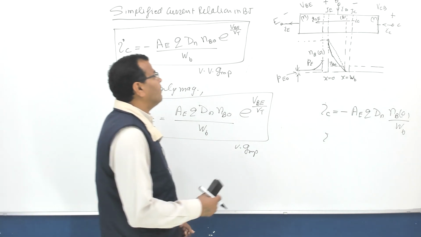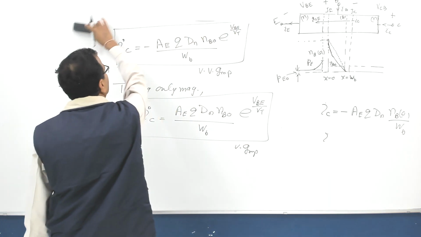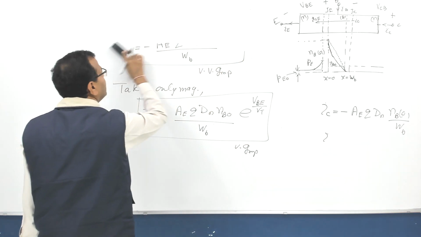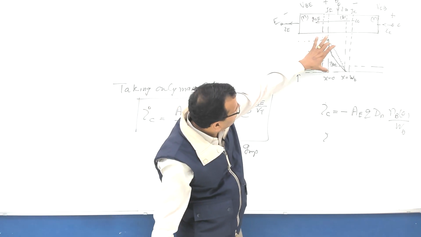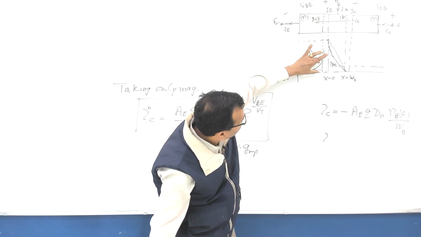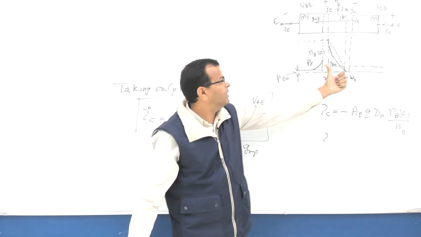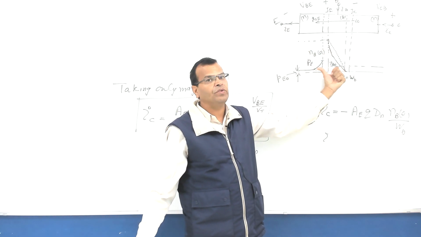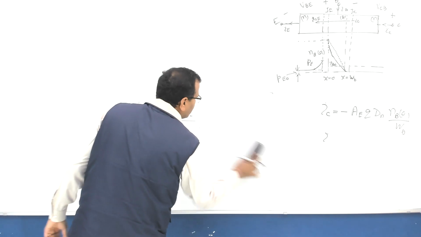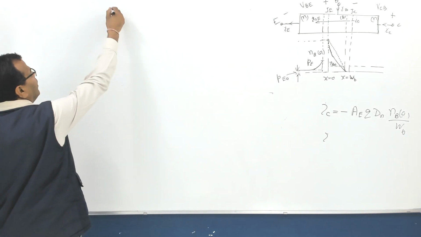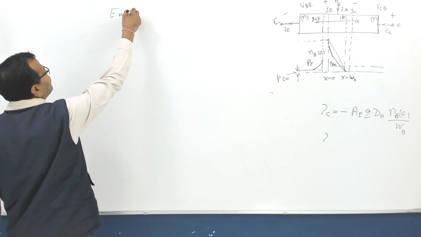Fine. Now I will be talking about the emitter current. Here, the emitter current has two components. One is this, NE. The second component is because of injection of holes from the base region. So the emitter current now has two components.